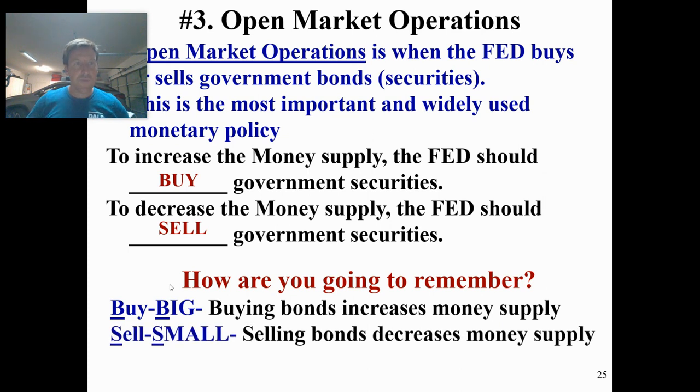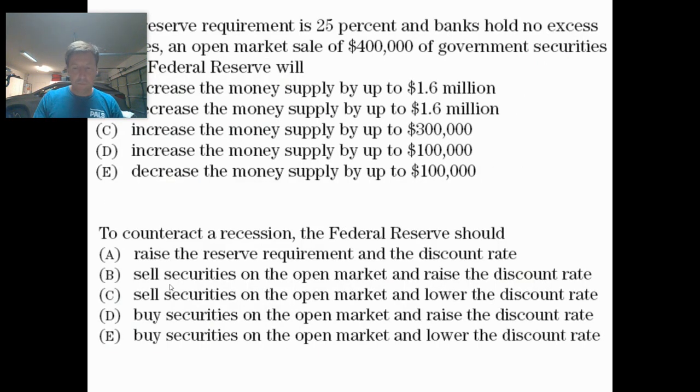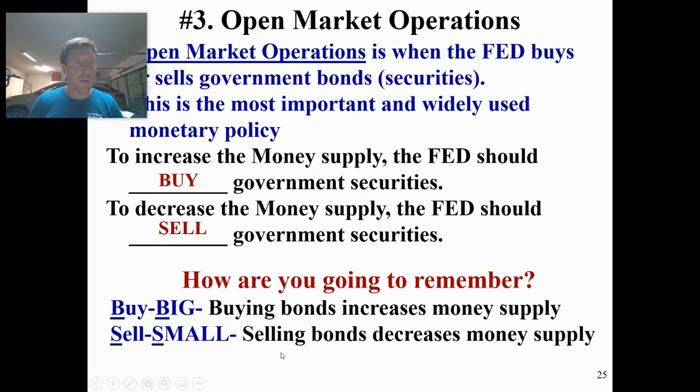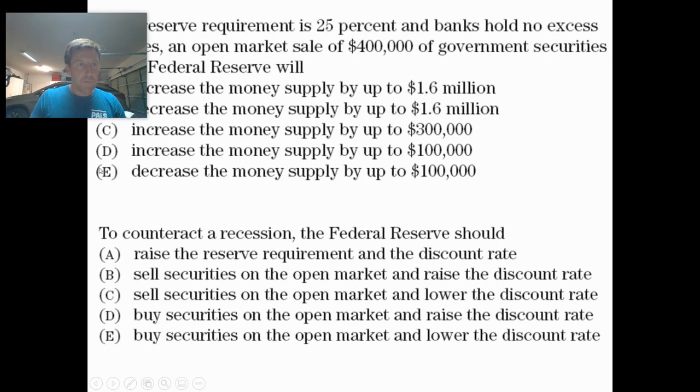And if you want to decrease the money supply, contractionary monetary policy, you sell bonds. So if you sell bonds, you make the economy smaller. All right, let's do some practice problems.